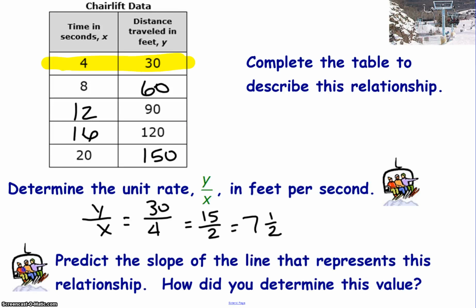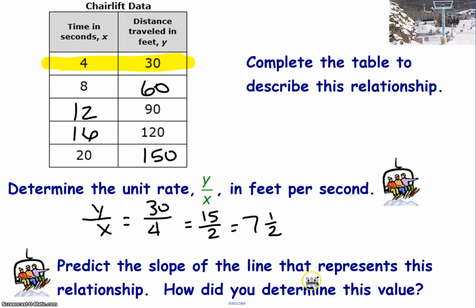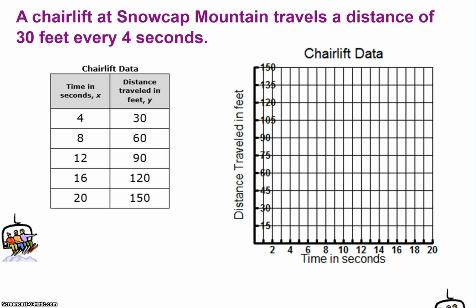It says to predict the slope of the line that represents this relationship. So your slope would be 7.5, or 15 over 2. We like to keep slope in a fraction form because it tells you how far to travel up and how far to travel to the right or to the left. So now we can graph it.